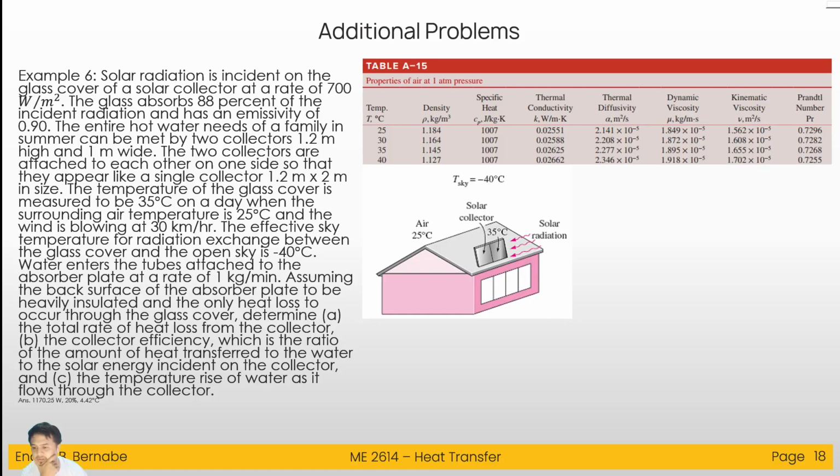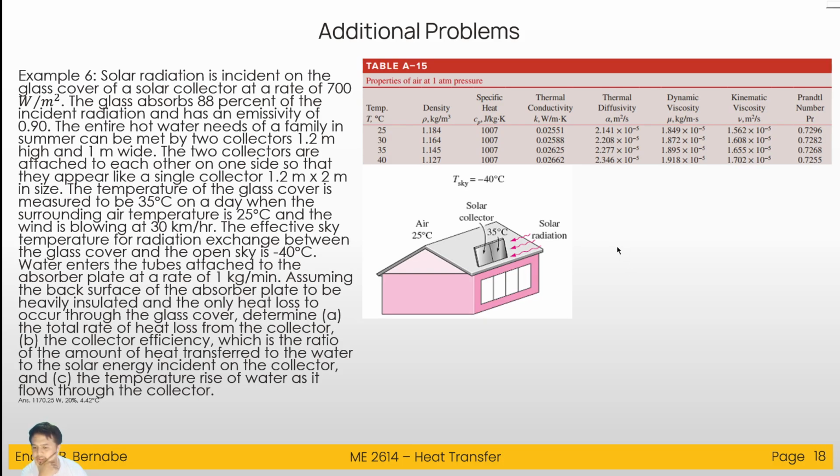The entire hot water needs of a family in the summer can be met by two collectors, 1.2 meters long and 1 meter wide. The two collectors are attached to each other on one side so that they appear like a single collector, 1.2 meters by 2 meters in size. Okay, that's quite interesting. So we will only represent this as 1.2 by 2 meters for the area.